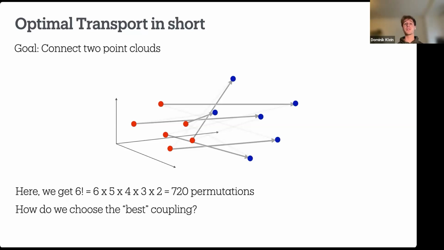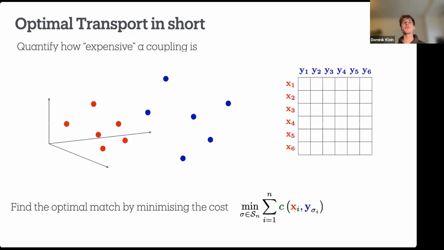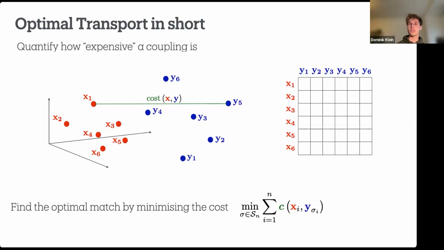So the question is, how do we choose the best coupling? And therefore, we quantify the cost of each coupling. Therefore, we look at a distance or a cost. That's also a synonym. This can be any distance. It could be a Euclidean distance. It can be graph-based distances, whatever you like. And look at how far each data point in the source distribution is from each data point in the target distribution. And then we want to minimize the overall cost, hence we want to match points which are close together.